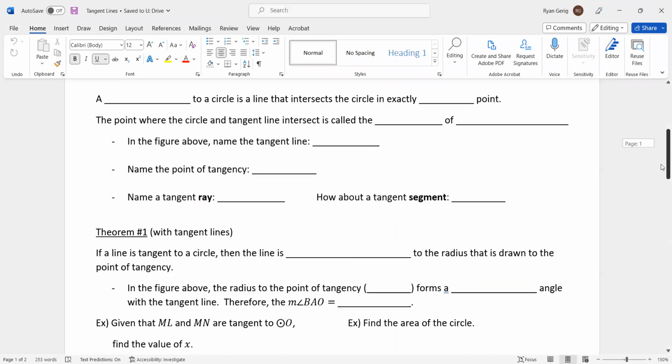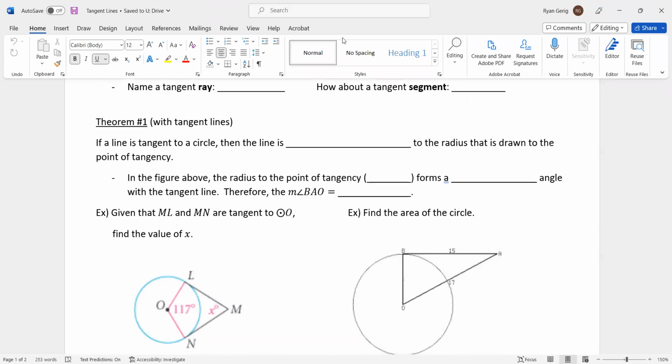Theorem number 1 is coming now. If a line is tangent to a circle, then the line is perpendicular with something specific. It's not perpendicular with everything. It's perpendicular to the radius that is drawn to the point of tangency. So in the figure above, the radius to the point of tangency, which is OA, forms a right angle with the tangent line. Therefore, the measure of angle BAO equals 90 degrees.